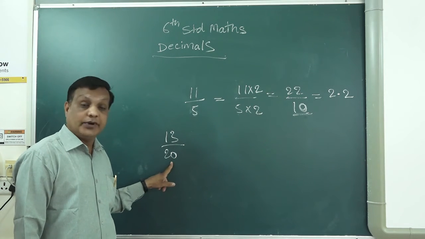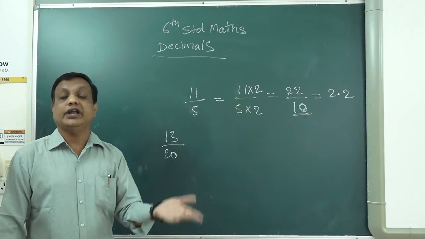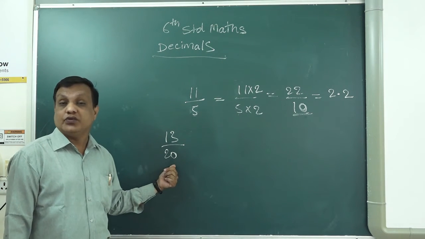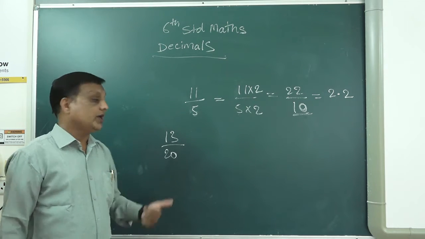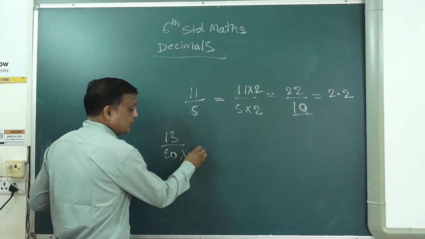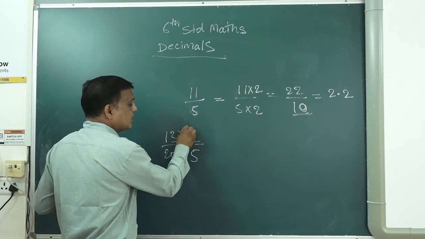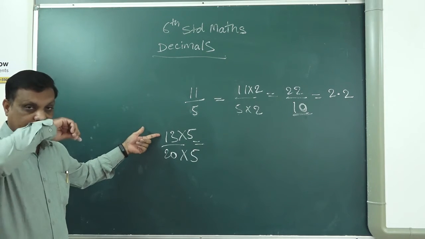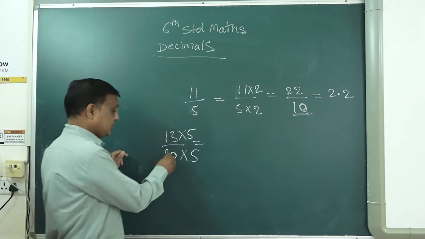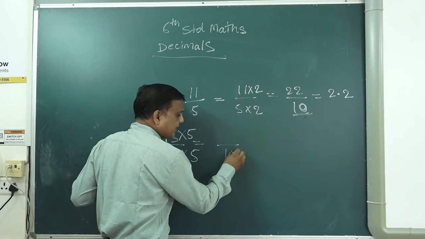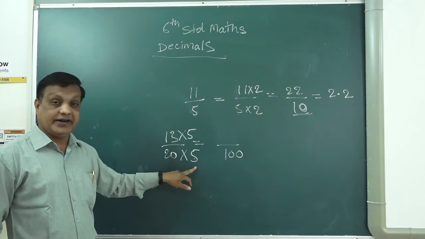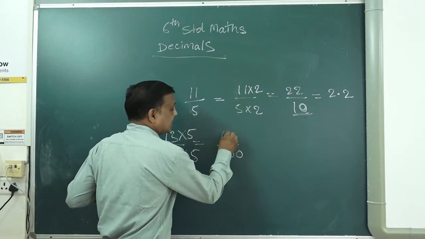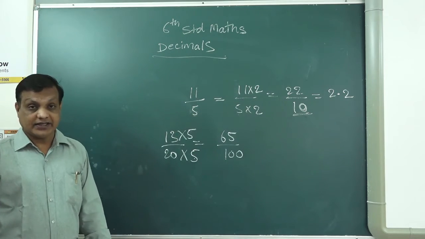So when you convert this denominator to 100, how to convert? You have to take any one digit number and multiply it with this denominator. So which number will you take? To make 100, it is 5. If you multiply here with 5, 20 times 5 is 100. So the same number you have to multiply above also. As you are multiplying in the denominator, the same number you have to multiply in the numerator also. 13 times 5 is how much? 65.